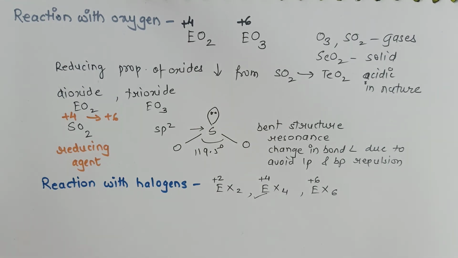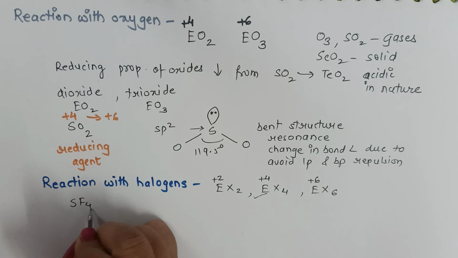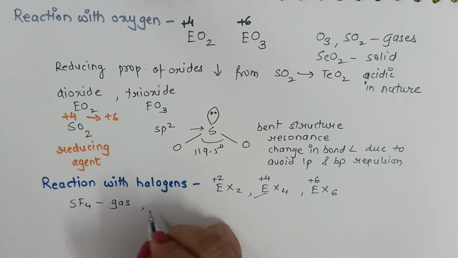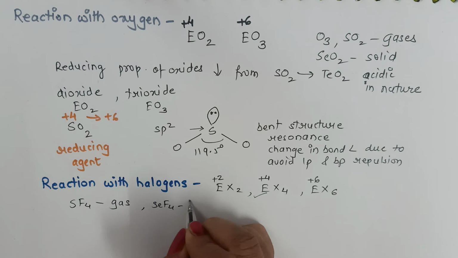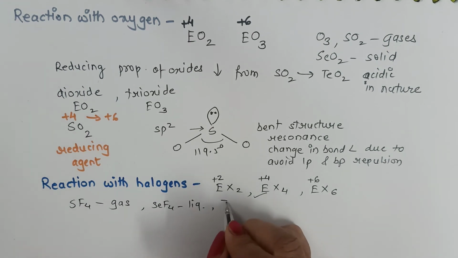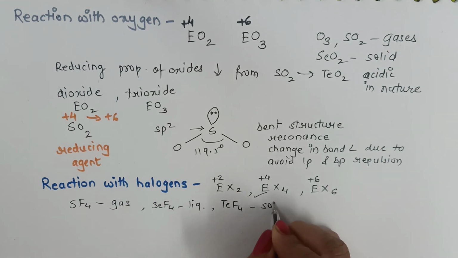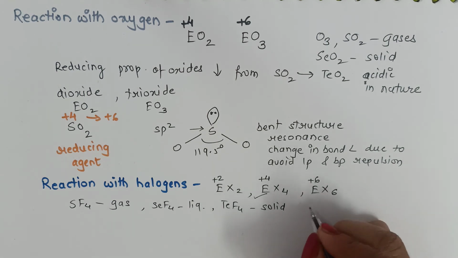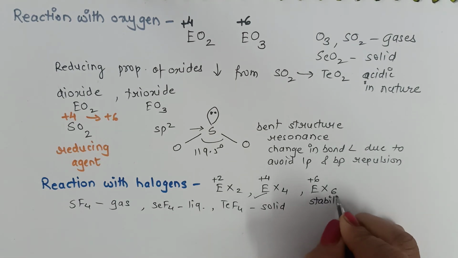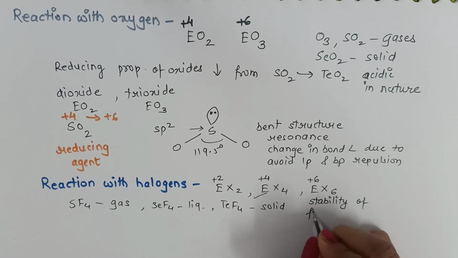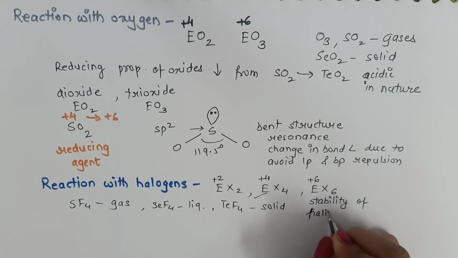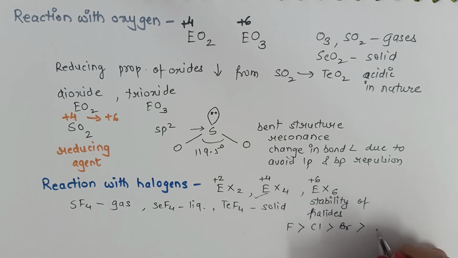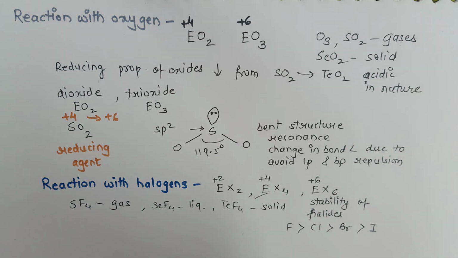In tetrahalides, SF4 exists in gaseous state, SeF4 exists in liquid state, and TeF4 exists in solid state. Now why have I taken the examples of fluorides only? Because the stability of halides is in this order: fluorides are highly stable as compared to chlorides and as compared to iodides.